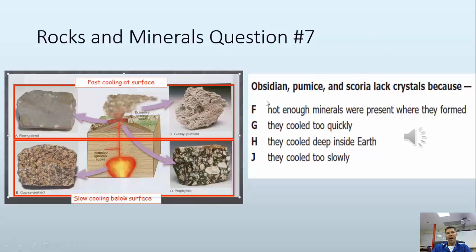What these three all have in common is they're extrusive, outside the earth, igneous rocks, which means they cool very, very quickly. And because they cool very, very quickly, they did not develop crystals, so they are aphanitic. And the answer here is G. They cooled too quickly to form crystals.